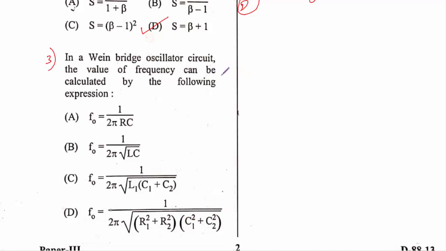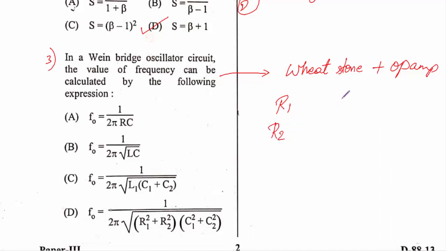We know that we are going to realize Wien bridge oscillator via Wheatstone bridge. Wheatstone bridge we are going to use plus op-amp we are going to use. So we are going to make use of resistors R1, R2, R3 and R4, but R1 and R3 will be the same, R2 and R4 will be the same. So you will be having the resistors R1 and R2, and the capacitors that is C1 and C2. So the expression that is going to follow is option D is the correct answer.